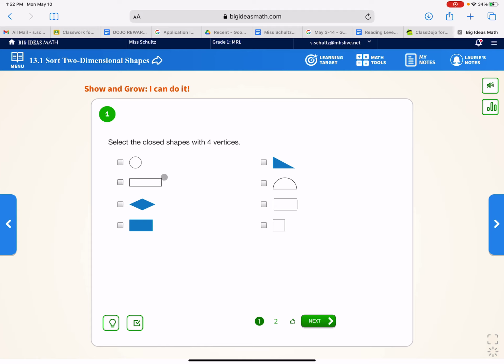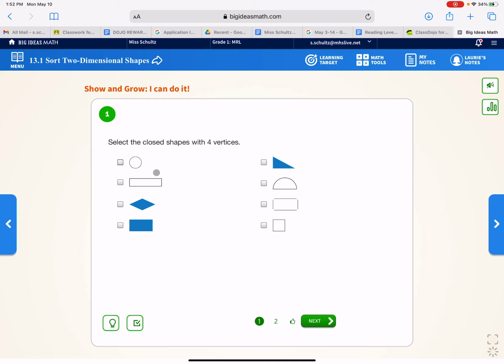Sides are the smooth areas in a shape. So for example, for this shape of a rectangle, it has 1, 2, 3, 4 sides. But then we have the word vertices. Now, vertices are points where two sides meet. So if we go to the points right here, 1, 2, 3, 4. It also has 4 vertices.